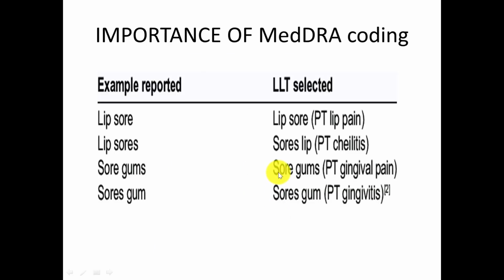Now the importance of MedDRA, with examples. Take lip sore and lip sores, where only an 's' is additional. Still, lip sore goes to the PT lip pain, while for lip sores we have to code a sore lip, which goes to the PT cheilitis. Then sore gums, same thing: gingival pain and gingivitis. That's why appropriate coding of the terms and appropriate selection of the LLT is very important.